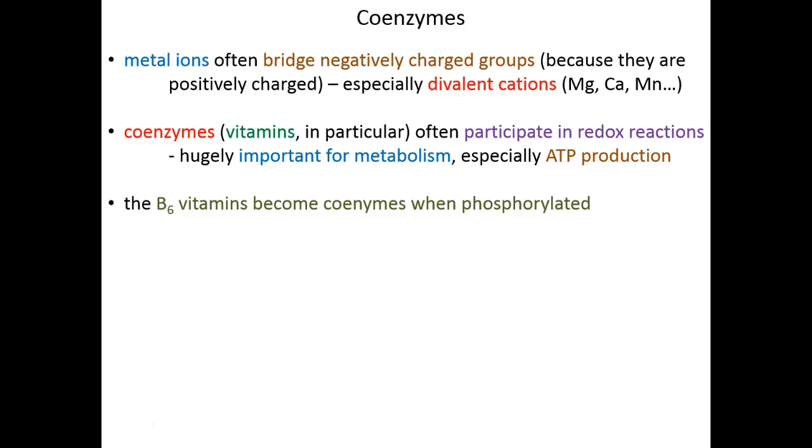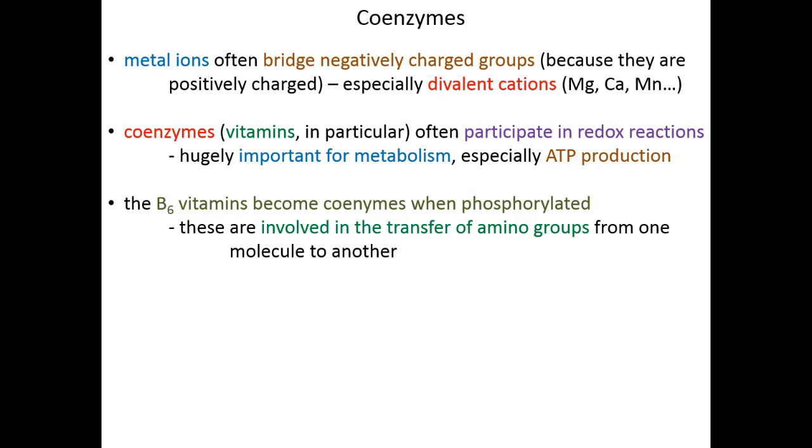B6 vitamins become coenzymes when they're phosphorylated. They tend to be involved in the transfer of amino groups from one molecule to another. This is important in making amino acids and clearing nitrogen waste.